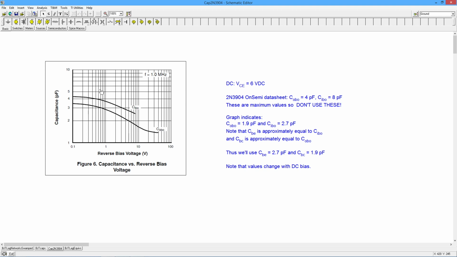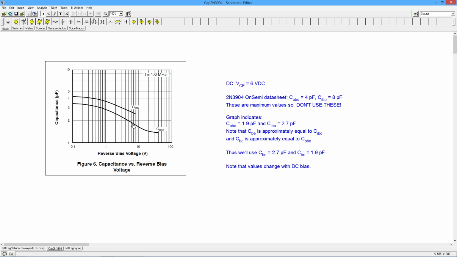What you need to know is what the bias voltage is. And we already determined that the collector emitter voltage was 6 volts. You can see there's actually quite a bit of variation here. This is a log-log axis. So, as you move off from the origin, things get more and more compressed. So what I'm going to do is find 6 volts, right? So here's 1, 2, 3, 4, 5, 6 volts.